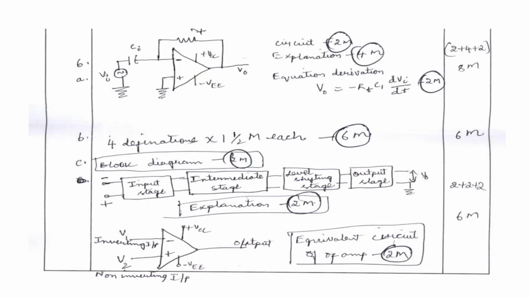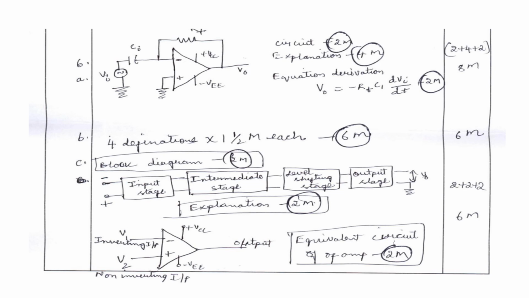So moving into the scheme, you can see 6A, that is op-amp as a differentiator. You will draw this circuit for the op-amp as a differentiator. You have to mention to which pin you are connecting all these and from which pin you are going to take the output, where the reference input will be given. The circuit contains 2 marks, explanation contains 4 marks and the differential equation contains 2 marks. So totally it is of 8 marks.